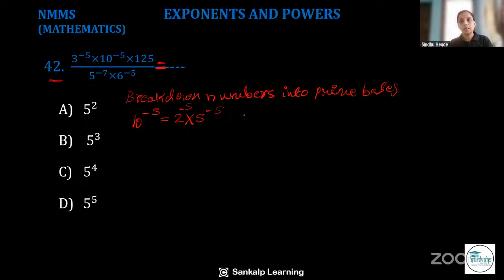Then similarly for 125, it can be written as 5 cube. 5 is multiplied 3 times, we get 125. Now it is converted into exponent and power form. Okay, then come to this 6. 6 is nothing but 2 into 3. So 6 raised to minus 5 is 2 raised to minus 5 into 3 raised to minus 5. Okay, let me substitute all this in the above expression.